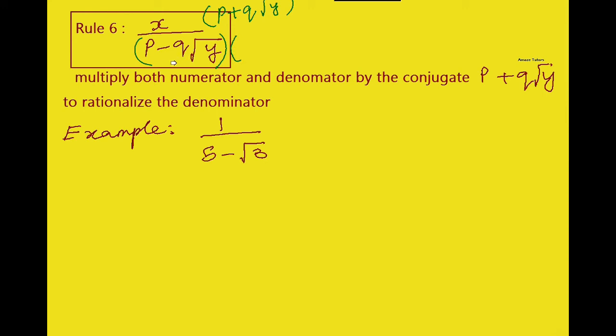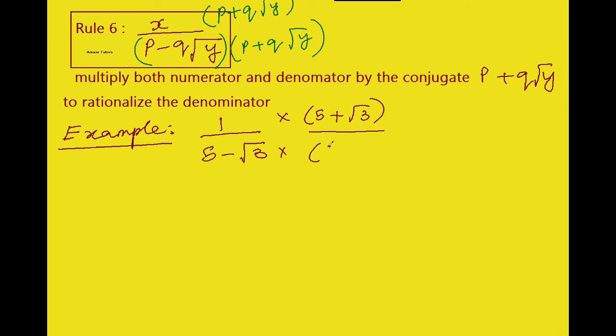Please use the brackets because you are multiplying a binomial by another binomial. It's not a single term: (p plus q root y). So this is what we are doing to rationalize the denominator. Now let's do this example: 1 over 5 minus root 3. What is the conjugate of 5 minus root 3? 5 plus root 3, the opposite sign. So multiply the numerator and denominator by that.